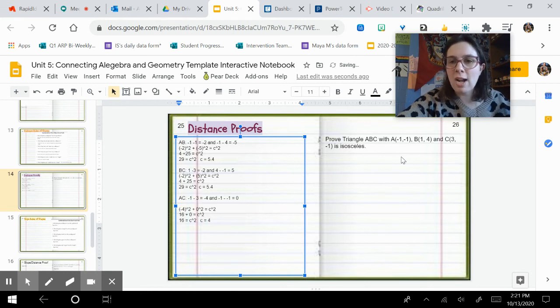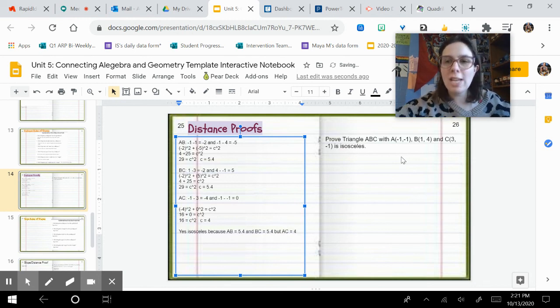So we have an isosceles triangle because AB equals 5.4 and BC equals 5.4, but AC equals 4. So two side lengths are equal.